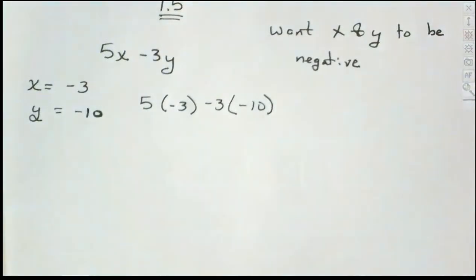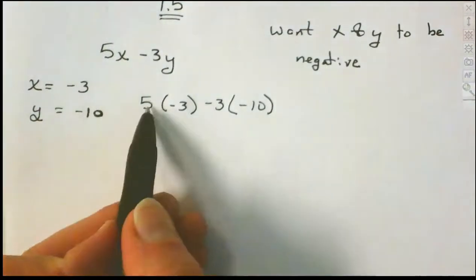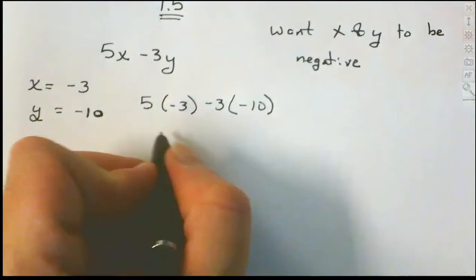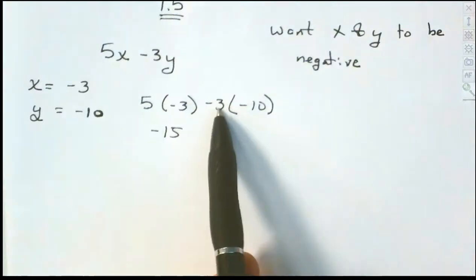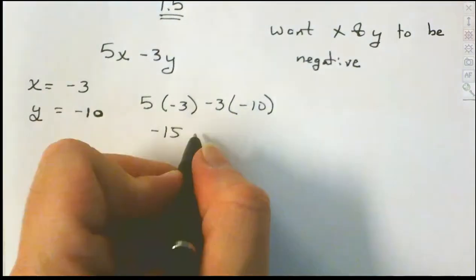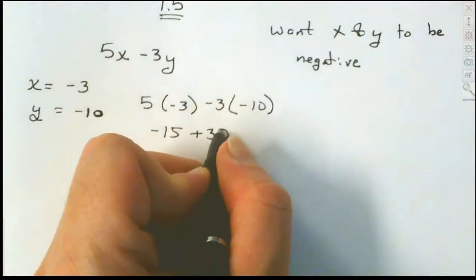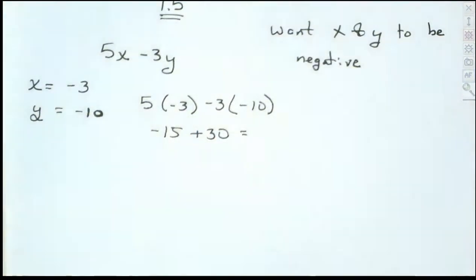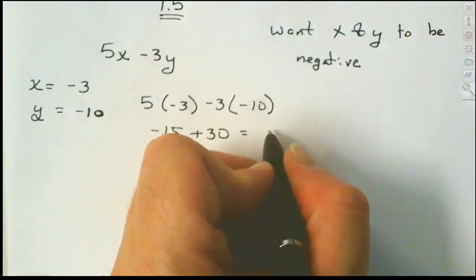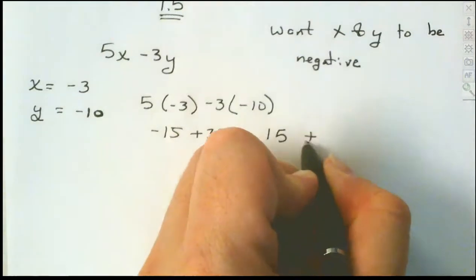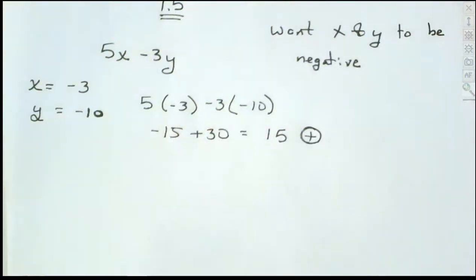So if I plug those values in, 5 times negative 3, that makes it a negative 15. Remember, this is a multiplication here. Negative and negative makes it a positive 30. And when I put these together, then what do I get? Minus 15 plus 30. I get a 15. And it comes out to be positive, right? Okay. Now, we can't just make the assumption with just one set of numbers that it's always going to be positive.